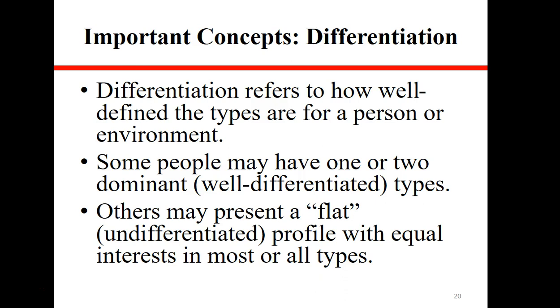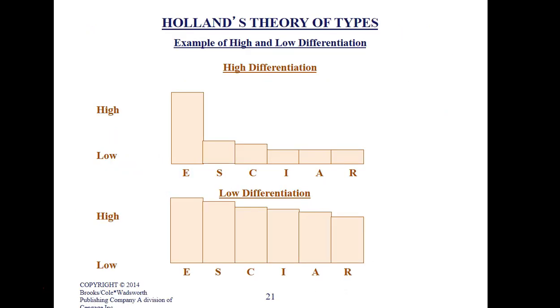Another important concept is differentiation, which refers to how well defined the types are for a person or an environment. Some people may have one or two dominant, well differentiated types. That means their interests are clearly defined. Others may present a flat or undifferentiated profile with equal interests in most or all types.